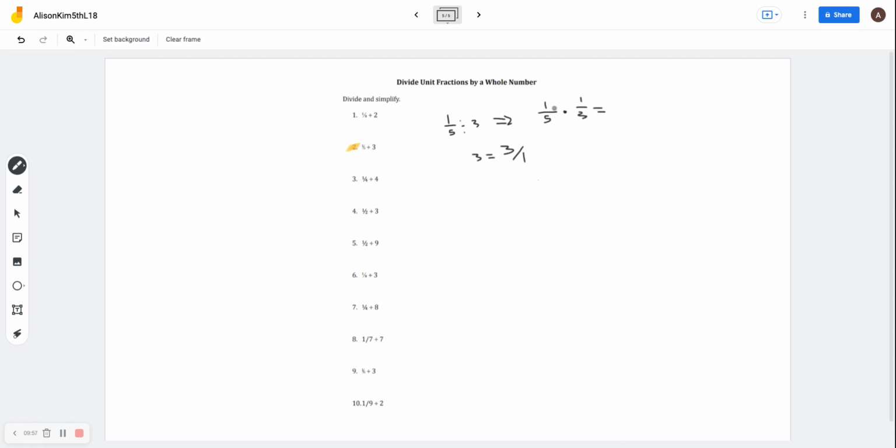And then you just multiply across. So it'll be 1 times 1, 1, 5 times 3, 15. So when you're dividing fractions by whole numbers, make sure you keep your fraction the same, turn your division sign into a multiplication sign, and then find the reciprocal of your whole number, which is just going to be 1 over your whole number, and then just multiply across, and you should get your answer.